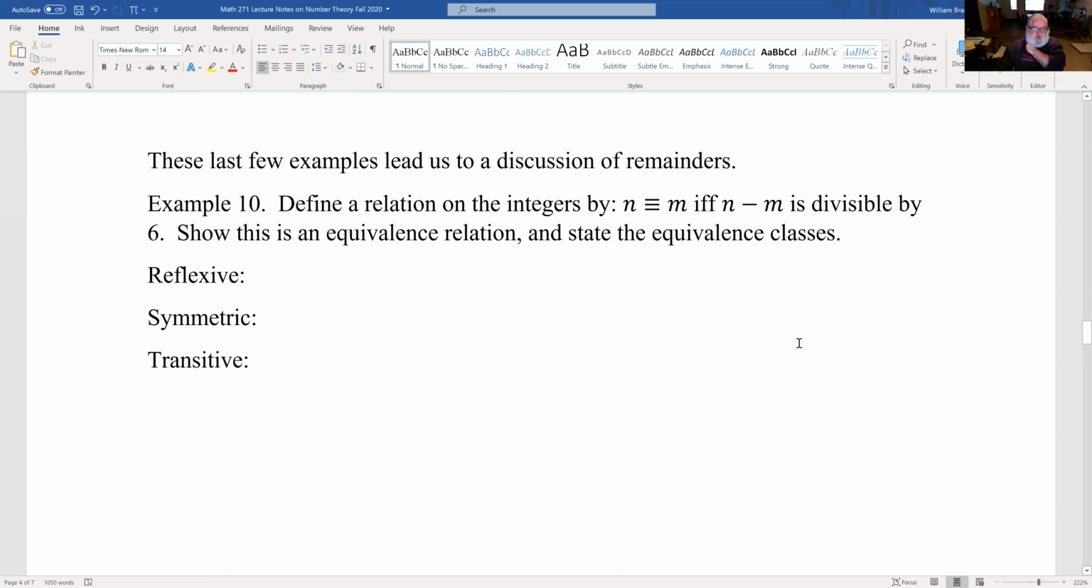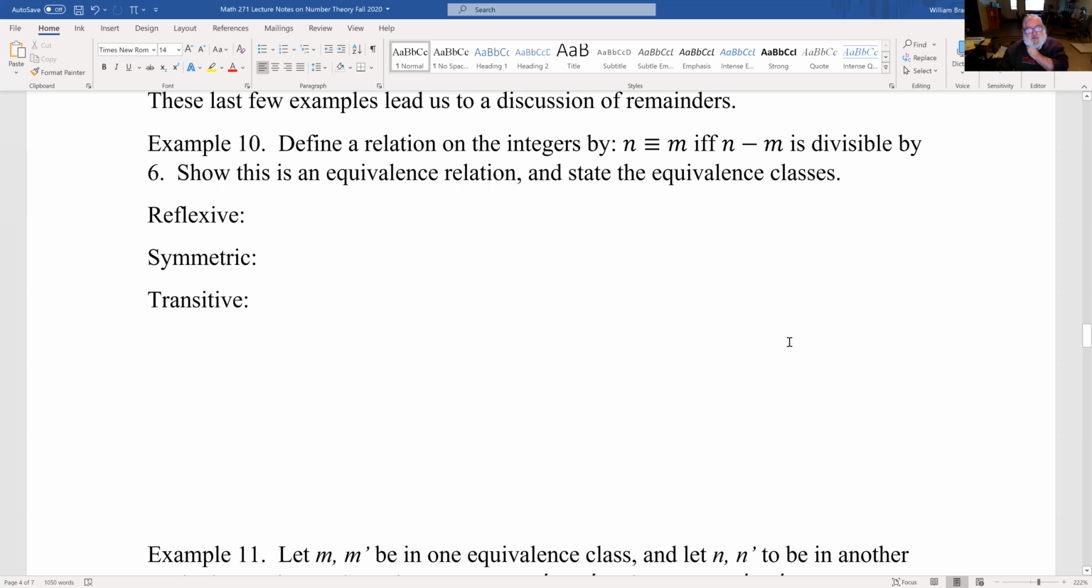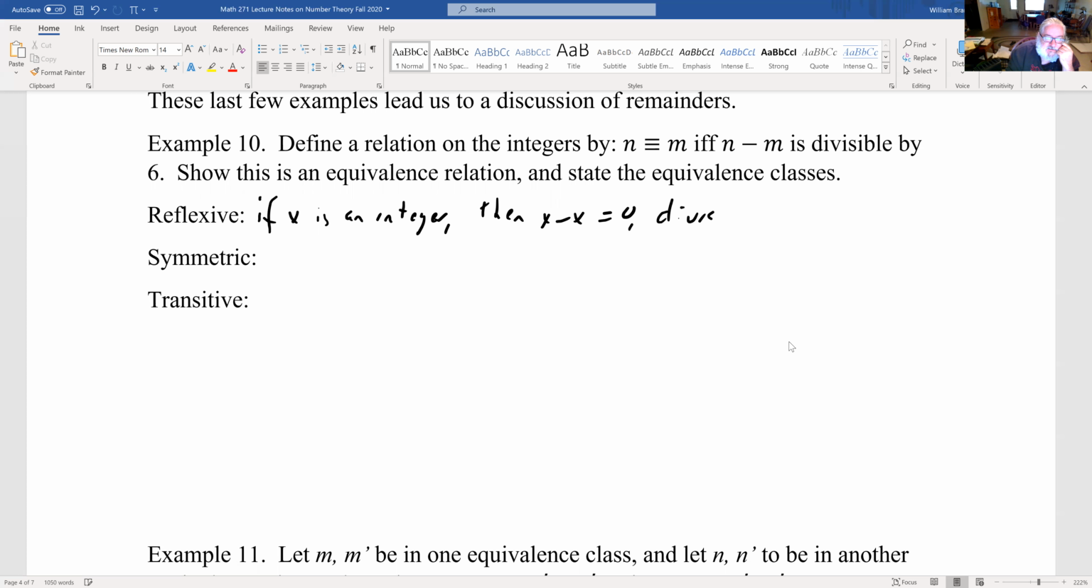So here's where our equivalence relation pops up. Define an equivalence relation on the integers by n is equivalent to m if and only if n minus m is divisible by 6. Show that this is an equivalence relation and state the equivalence classes. So if x is any integer, then x minus x equals 0, which is divisible by 6 because 0 is divisible by every number except 0.